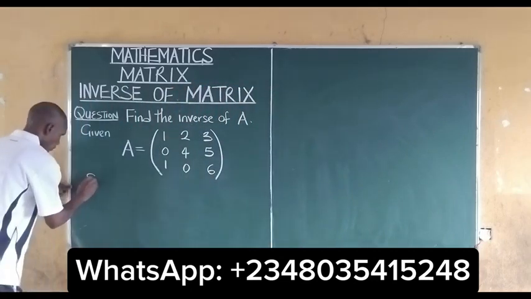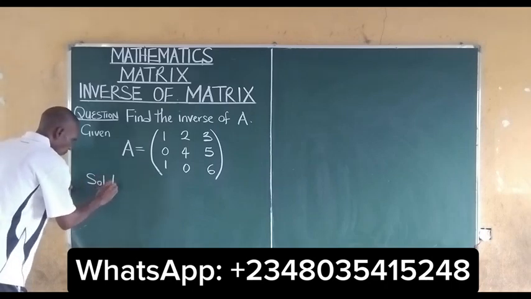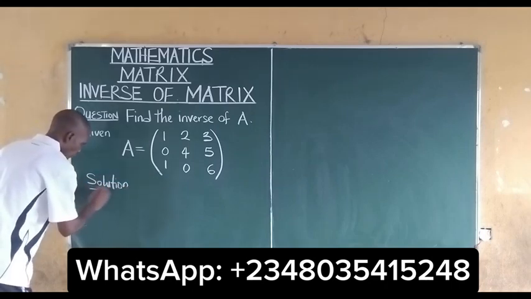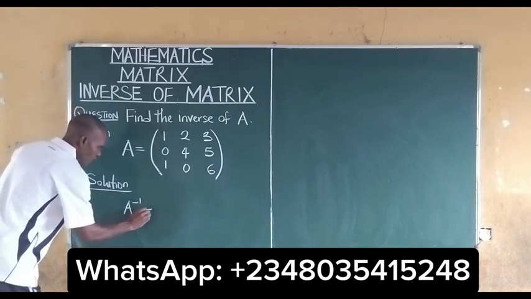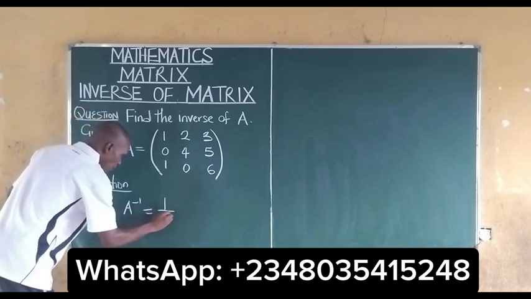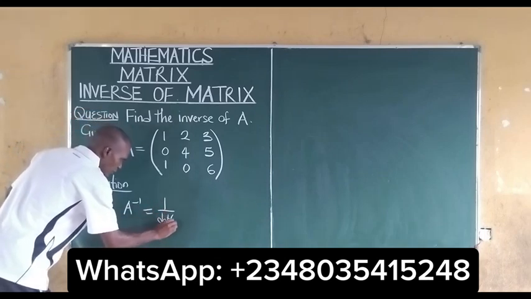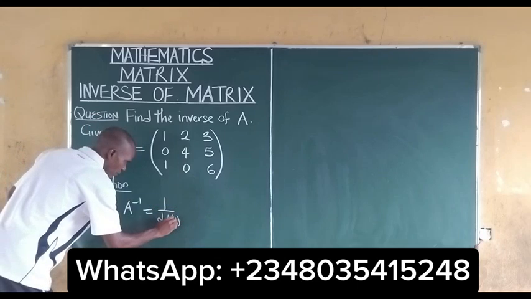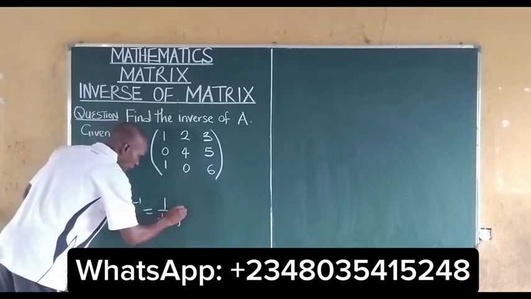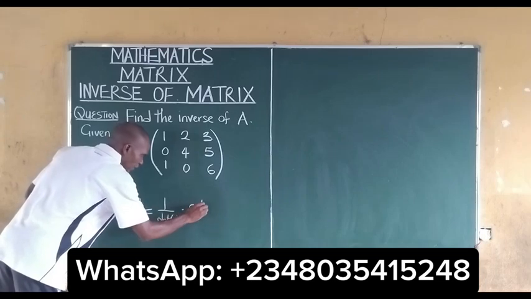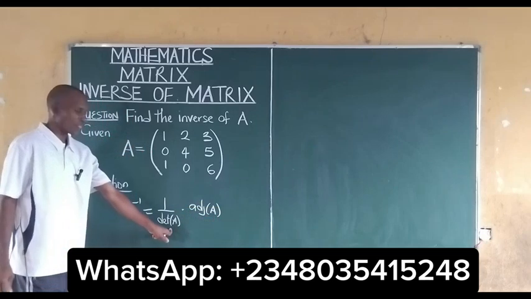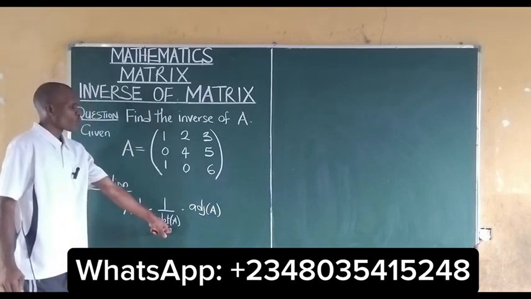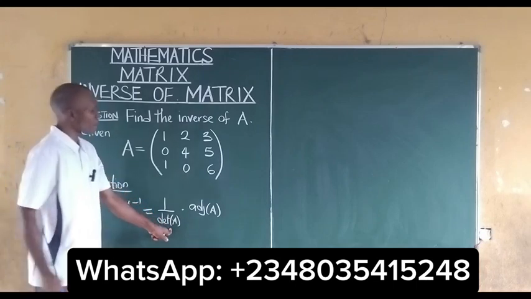Solution. We know that the inverse of a 3 by 3 matrix is given as 1 all over the determinant of A multiplied by the adjugate of A. So the first thing to find is the determinant. We shall first find the determinant of A.